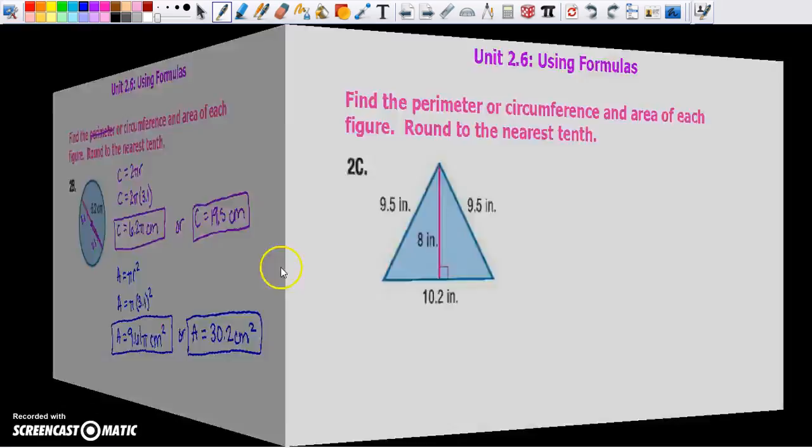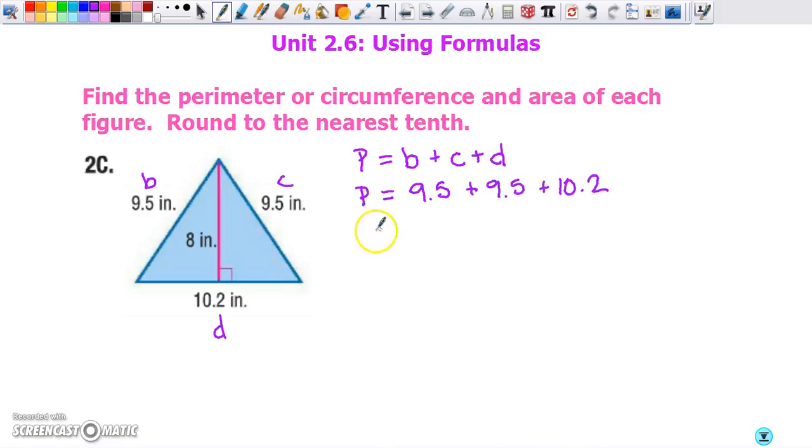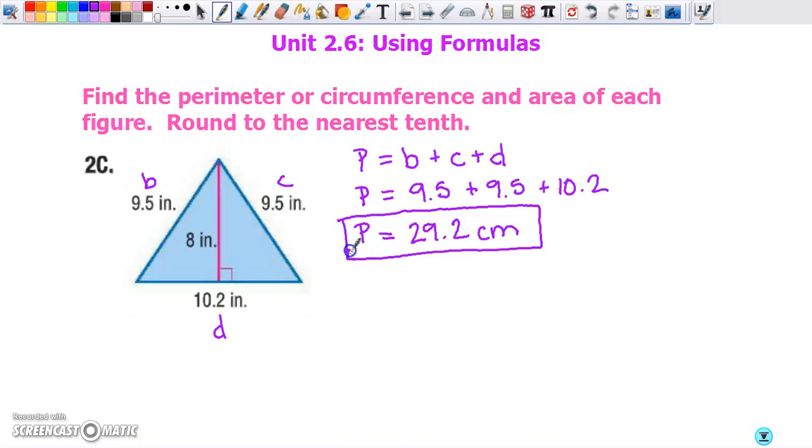And then for our very last example, we have a triangle. And so with this triangle, we're going to start with our perimeter. So the perimeter formula is B plus C plus D. So basically just taking B, C, and D, all 3 sides, and adding them up. So we get 9.5 plus 9.5 plus 10.2. So our perimeter for this example would be a total of 29.2 centimeters. Okay, so there's that example, or answer.